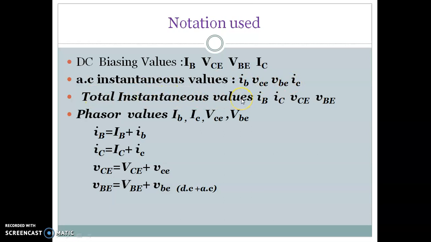Then the total instantaneous value. Instantaneous value is the voltage at a different time instant. So it is represented with a small letter with a capital subscript, because the instantaneous value is not only your AC, it also includes your DC, since the AC variation is over the DC operating point. So that is my total instantaneous value. And the phasor value is given by a capital letter with a small subscript. So at any time the instantaneous value is DC plus AC component.